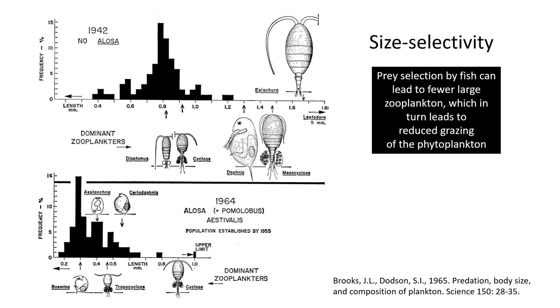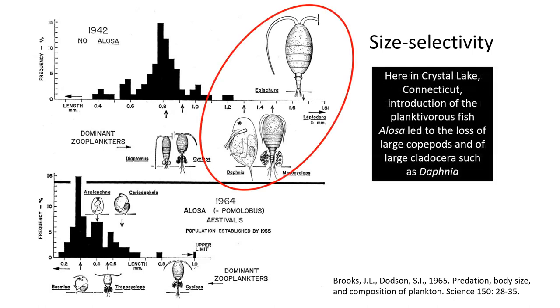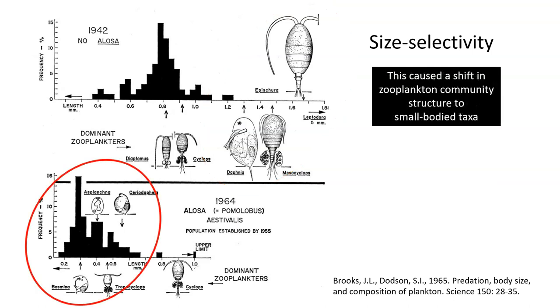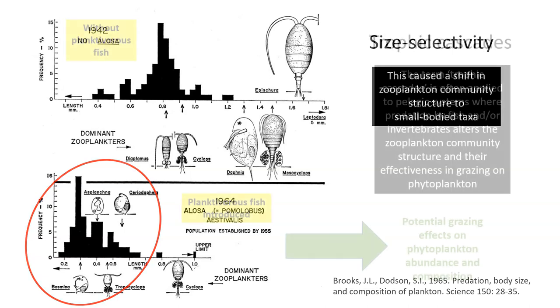Prey selection by fish can lead to fewer large zooplankton, which in turn leads to reduced grazing of the phytoplankton. Here in Crystal Lake, Connecticut, introduction of the planktivorous fish Alosa led to the loss of large copepods and of large cladocera, such as Daphnia. This caused a shift in the zooplankton community structure to small-bodied taxa.